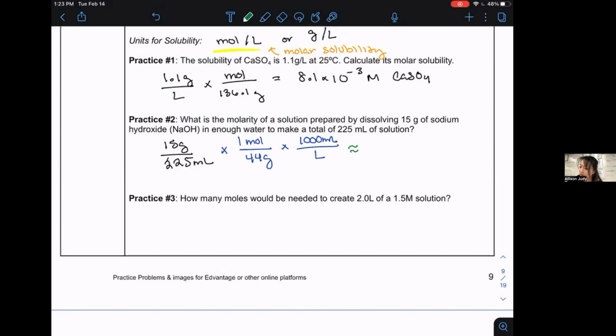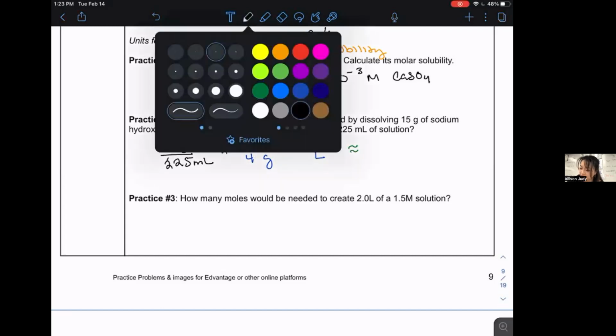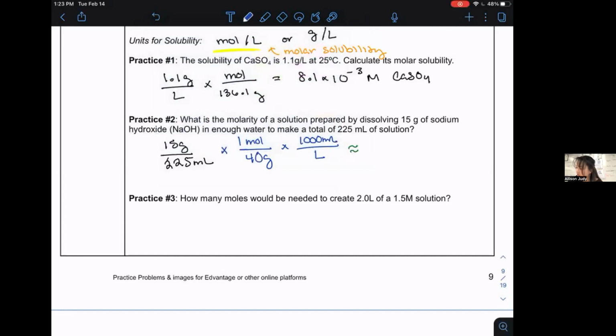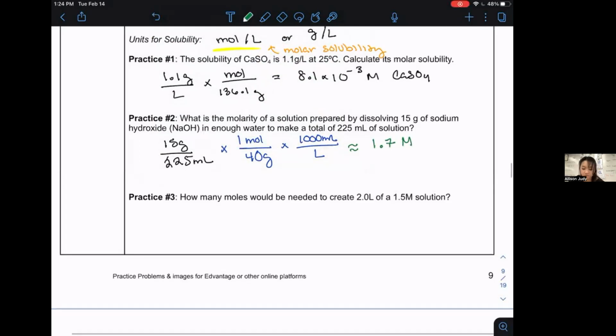You got 40 grams for the molar mass? Okay. I'm going straight off of memory here, so I don't know. 40 grams. Okay. So then what was your value? I got something around 1.67. Good, good. And if you're to the correct sig figs, what is it? Excellent. Molarity. Good.